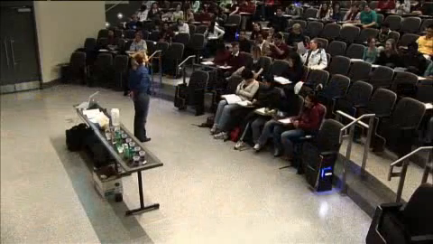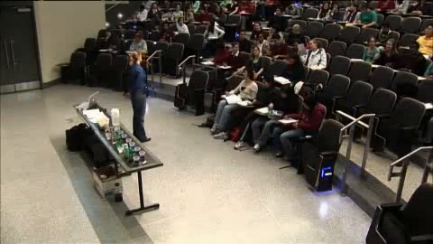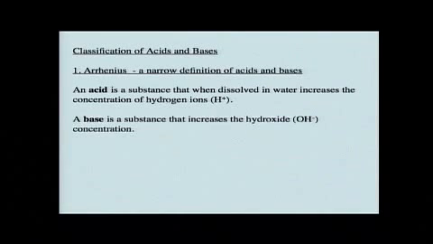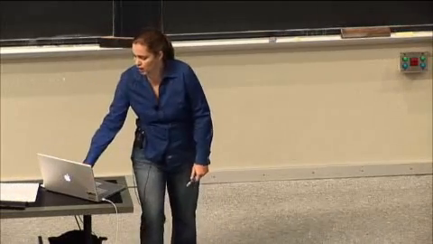So this is the narrowest definition of an acid and a base. The narrowest definition is that an acid is a substance that, when you dissolve it in water, increases the concentration of hydrogen ions, or H+. Whereas a base is a substance that, when dissolved in water, increases the concentration of hydroxide ions, or OH-. So that's pretty narrow. We can be broader.